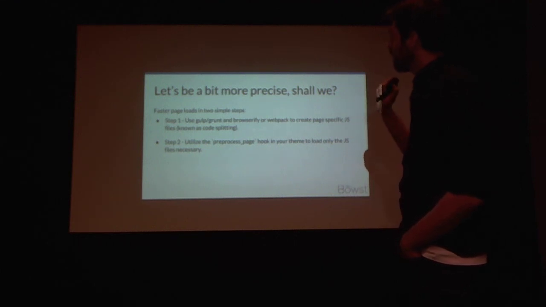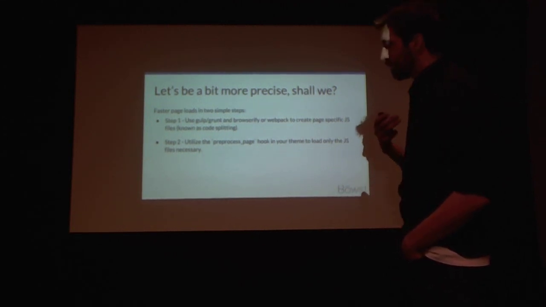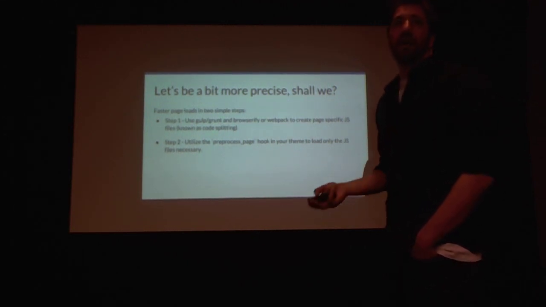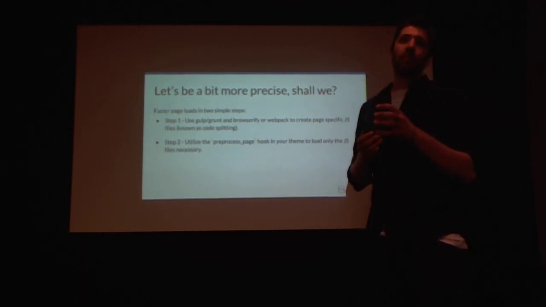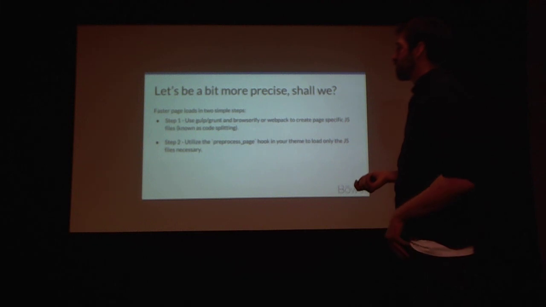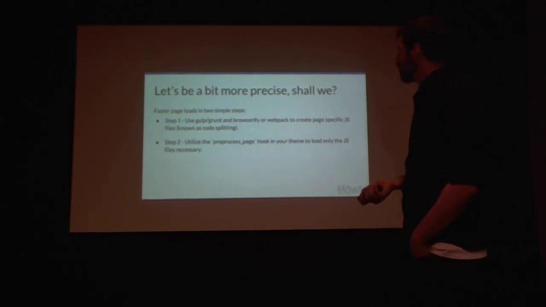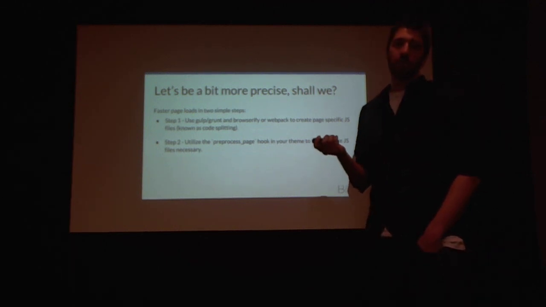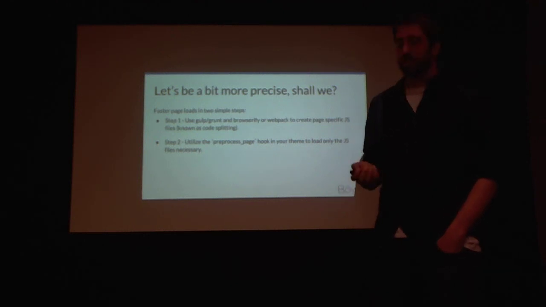So we're going to be a little bit more precise about things. We're going to use Gulp and Grunt, or Browserify. In this case, we used Gulp for this project. And we're going to create page-specific JavaScript files. So we bundle all of our assets together into a single, rather large, but single file that we can load from the browser. And then we're also going to use the power of Drupal and the preprocess page hook to decide which JavaScript bundle to load on a given page, depending on the page type.